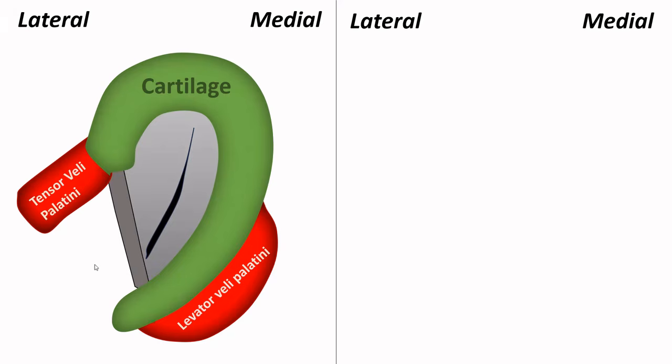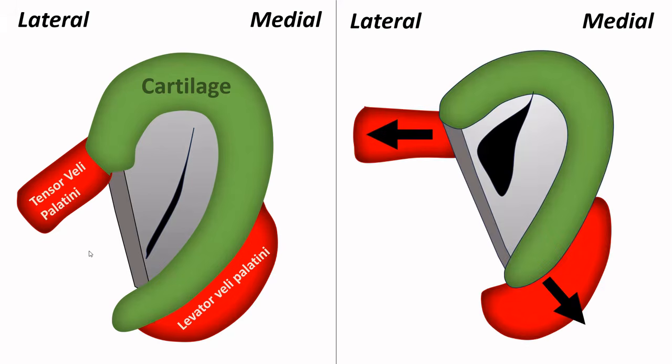When these muscles contract, what do you get? You basically get the cartilage being pulled open, so to speak, and as a consequence, the lumen being pulled open, and then we get an opening of the Eustachian tube.